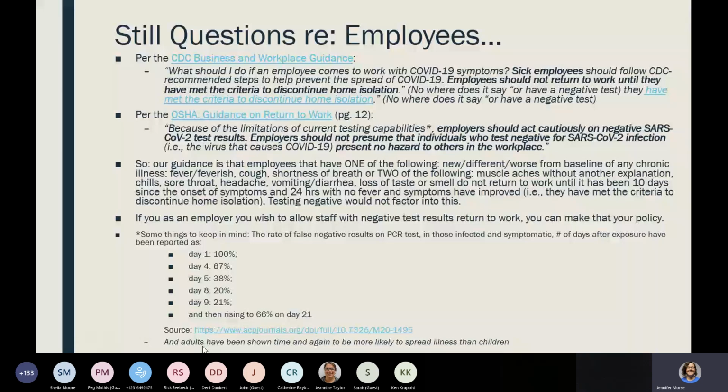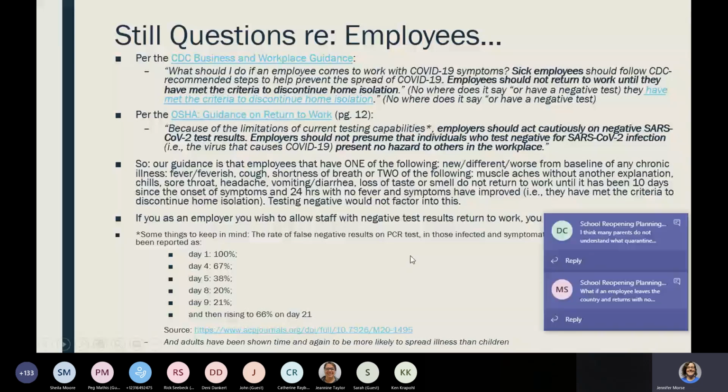Totally understand that you don't have great staffing resources for sick staff. And so again, that is something that you can choose to do. We can't really give you the go ahead on, so that is something you have to decide.